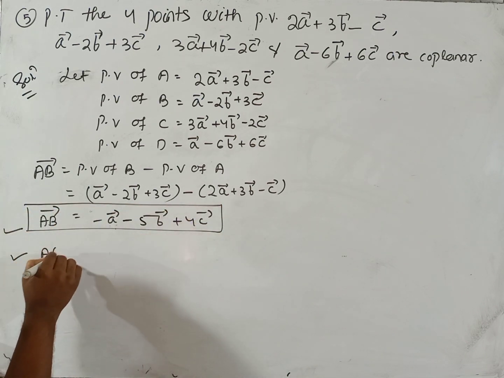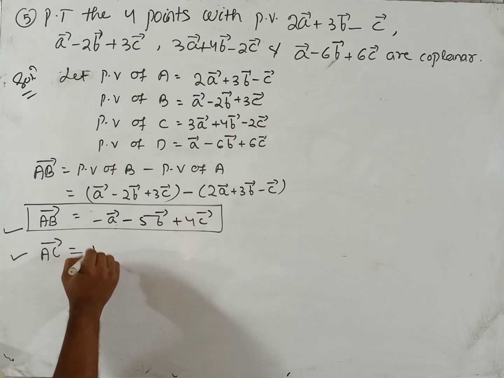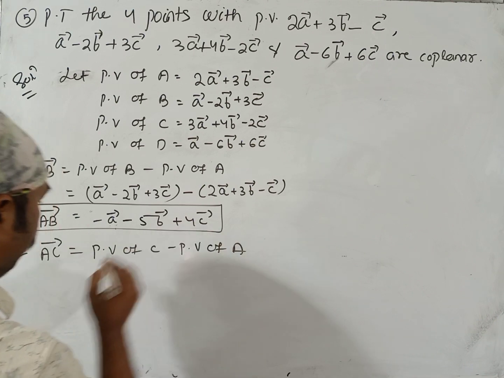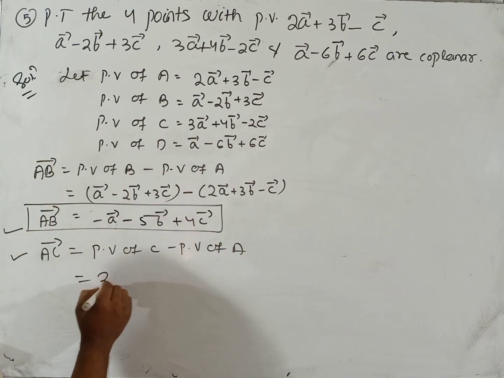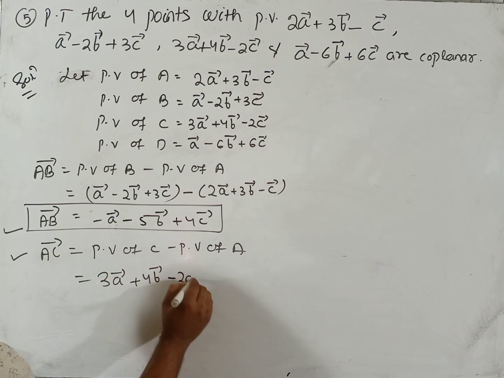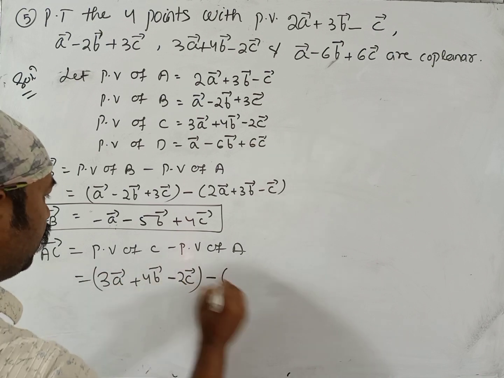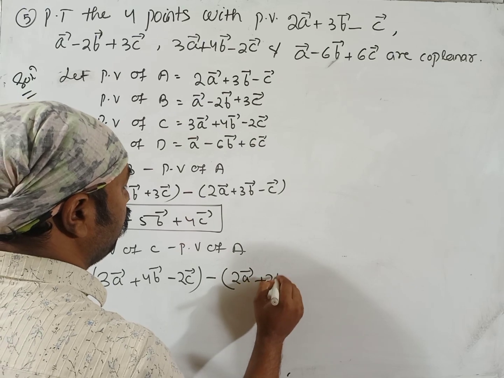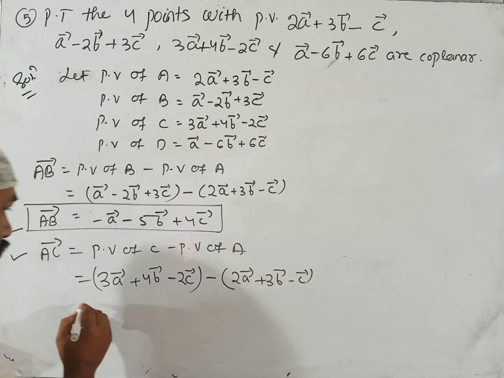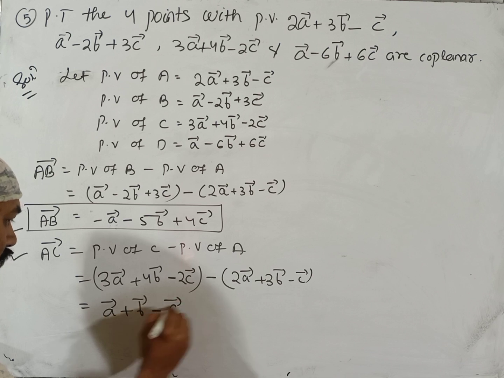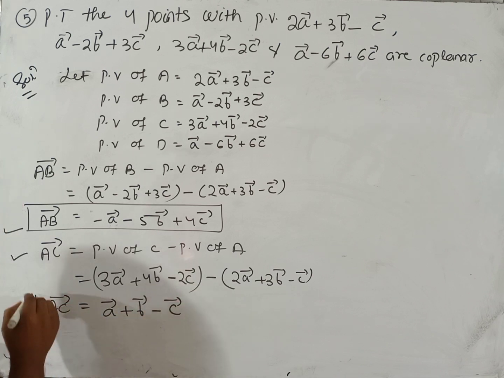Similarly, the AC vector is the position vector of C minus the position vector of A. Position vector of C is 3A vector plus 4B vector minus 2C vector, minus position vector of A, which is 2A vector plus 3B vector minus C vector. So it will be A vector plus B vector minus C vector, and this is the AC vector.